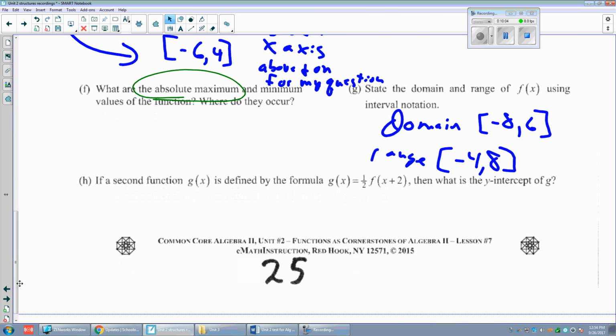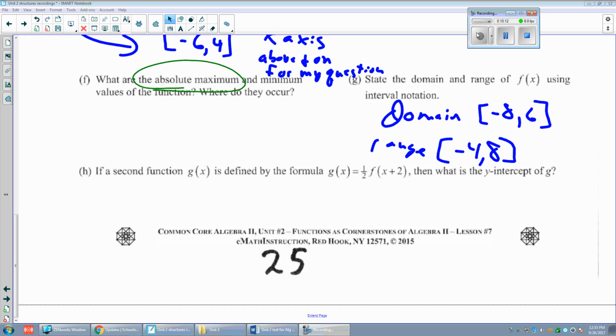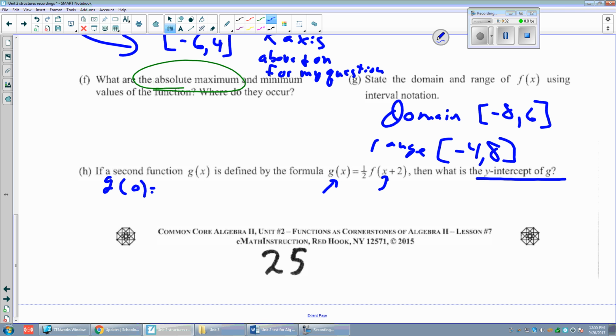If the second function g of x is defined by the formula 1/2 of f of x plus 2, what's the y-intercept of g? Ooh, good question. Let's stop and think. What does it mean to be the y-intercept? Is the y going to be 0? Or is the x going to be 0? I hope you just said that the x is going to be 0.